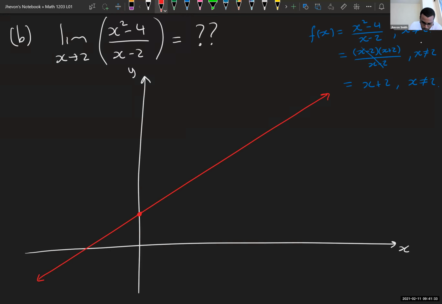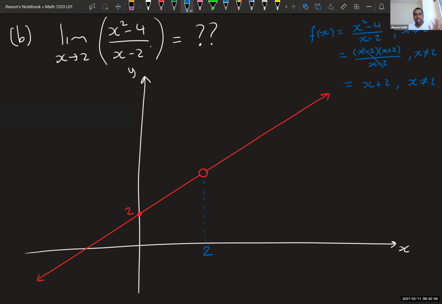Passing through 2 with slope 1. But here's the thing. Smaller eraser. I cannot actually be at 2. So at 2, you'll realize that there's a gap here at 2, right? So the graph looks like a straight line, but I can't actually plug in 2.